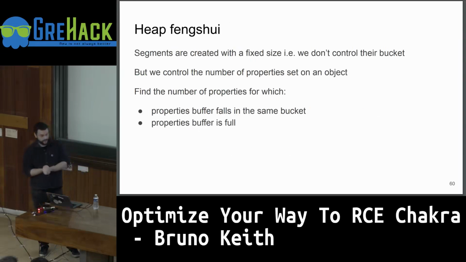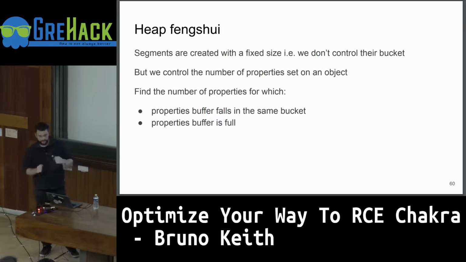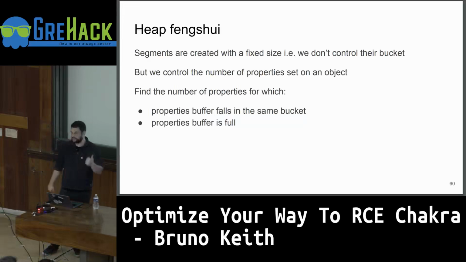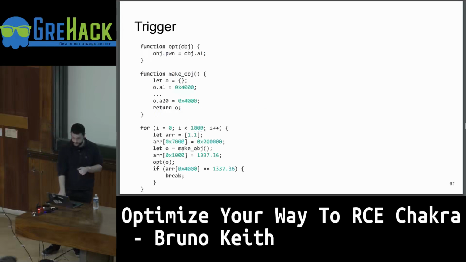So, heap feng shui. Segments are created with a fixed size when we create them, which is 18, as we saw in the previous slide, which means that initially we don't control their bucket, but we control the number of properties that we set on an object. So we have some kind of control over the bucket in which the property buffer will fall. We just need to find a number of properties for which the property buffer will fall in the same bucket as the array segment, and also the number for which the property buffer is full. That particular number happens to be 20, which is the example I have.